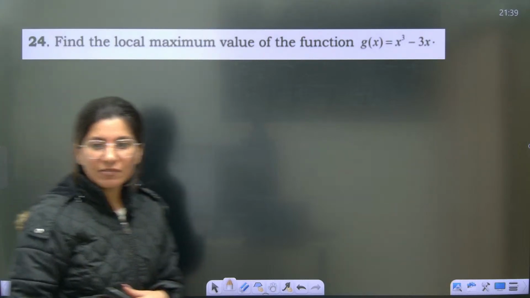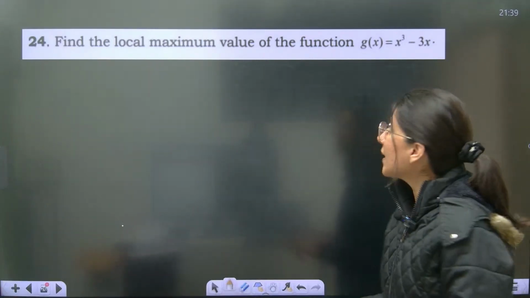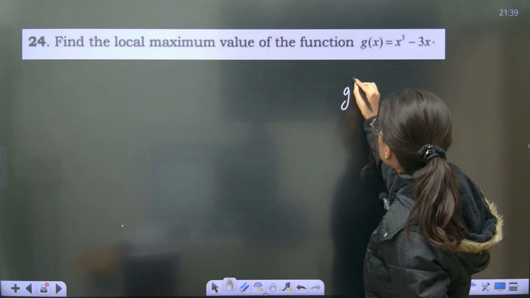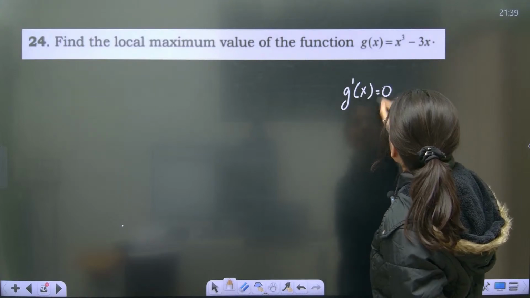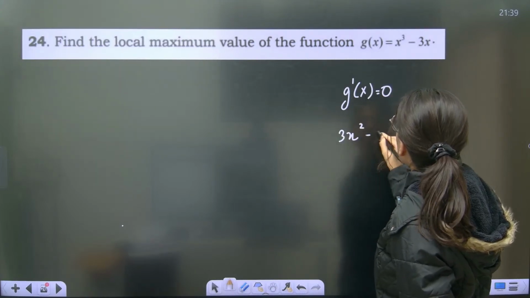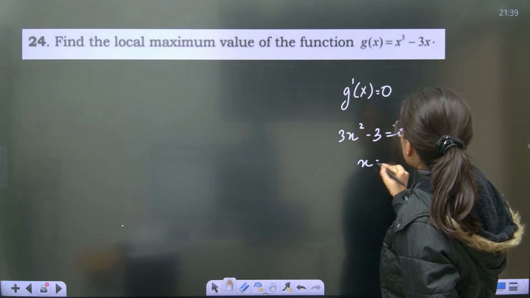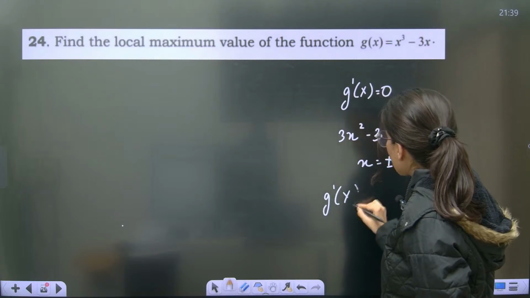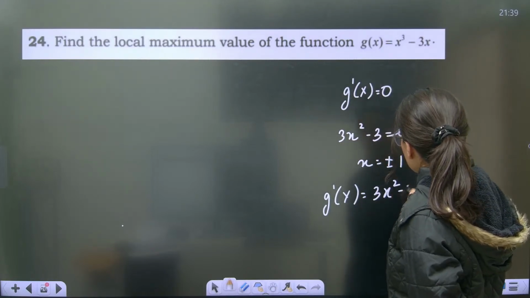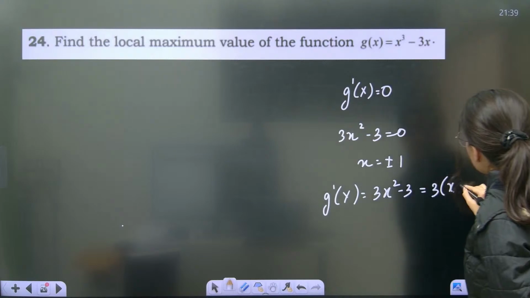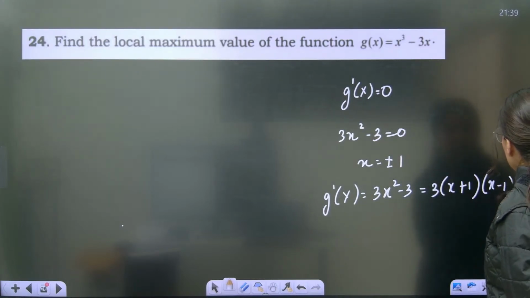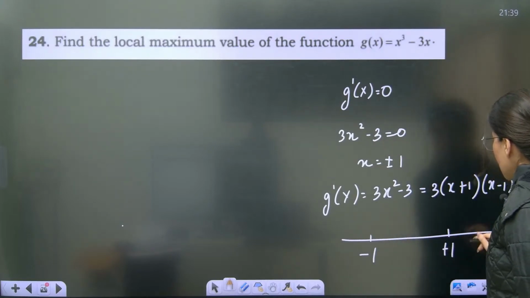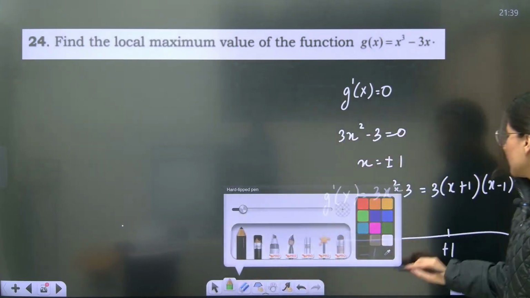Local maximum of the function. You all know how you will get the local maximum or local minimum of the function. First step is g dash x equals to 0. So 3x square minus 3 being 0. So x equals to plus minus 1. Correct? Now this is your g dash x, which is actually 3x square minus 3, which is 3 times x plus 1, x minus 1. By method of intervals, you can get the sign. This is minus 1, this is plus 1. And the sign of the derivative is positive.